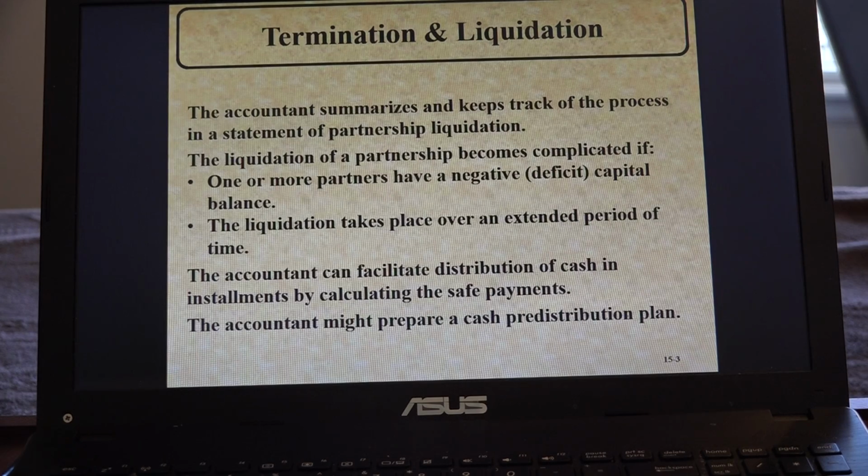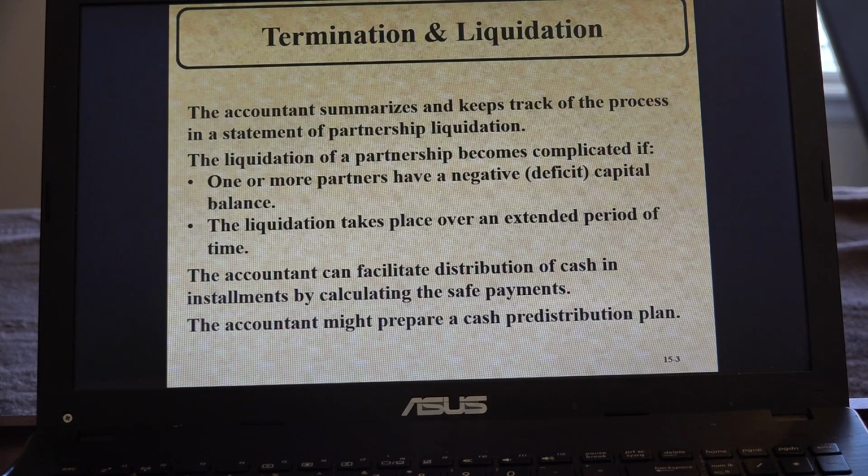And so one of the things that the accountant can do, because certainly the partners, especially those that have positive capital balances, might want to get some money, is to pay them a distribution of cash, what we call safe payments. So we'll look at that.